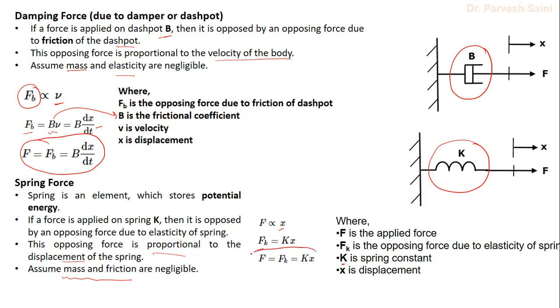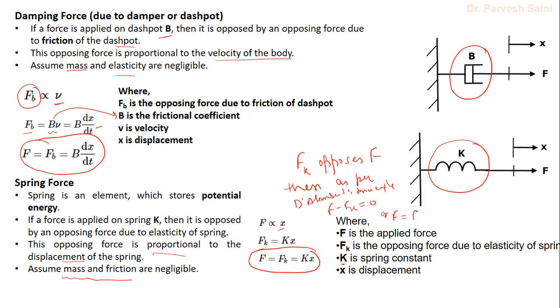So we can say that F is equal to Kx, because Fk opposes F, then as per D'Alembert's law principle, F minus Fk is equal to 0, or F is equal to Fk. So this is why we got this particular equation here, right?